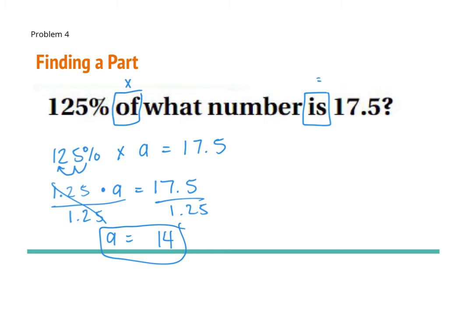Let's do another problem like that. So on this slide, of, draw an arrow, that's going to be multiplication. Or actually, don't put an X because that's confusing. Multiply. And then is equals. Okay?